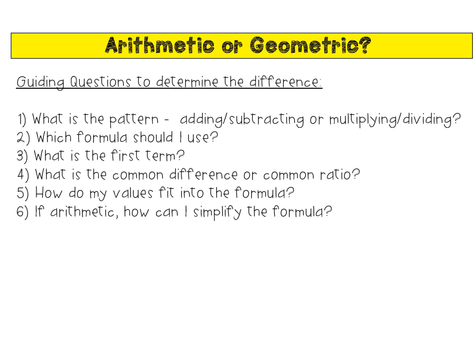And then I need to know the first term, what's the common difference if it's linear, or common ratio if it's exponential, and then how do my values fit into the formula, and if it's arithmetic, how can I simplify the formula? So we're going to go through some examples.